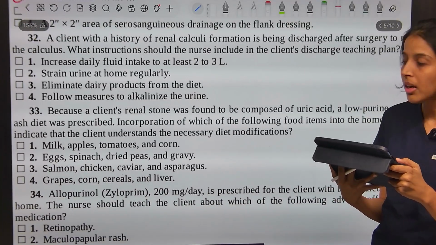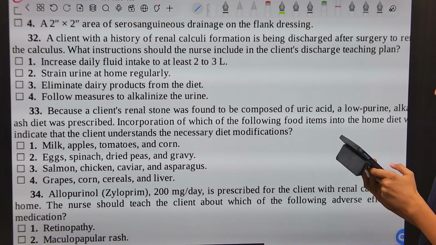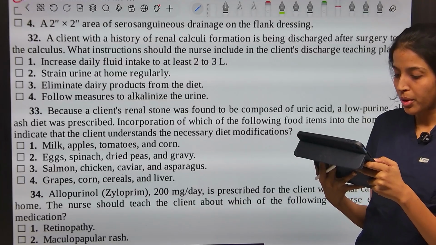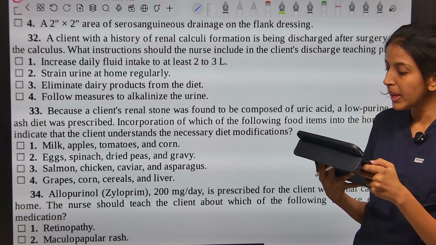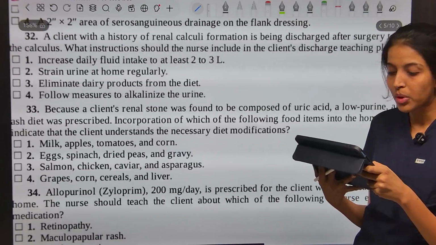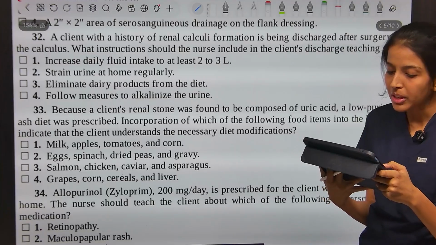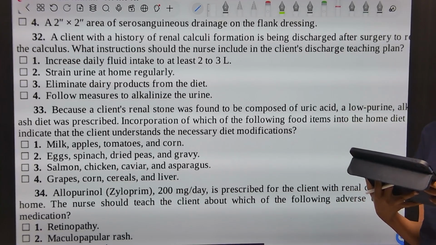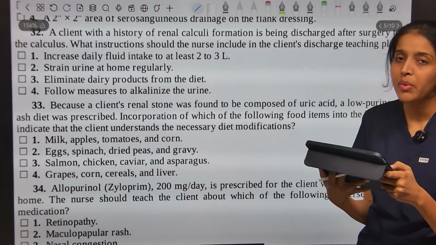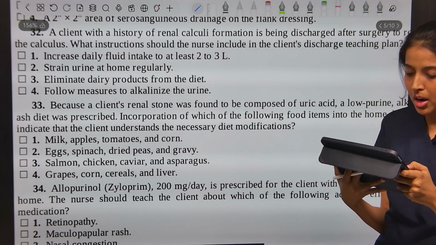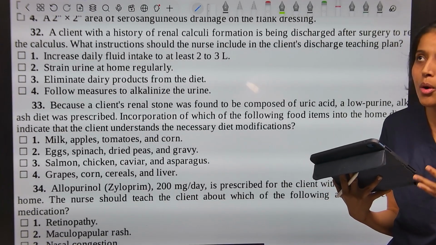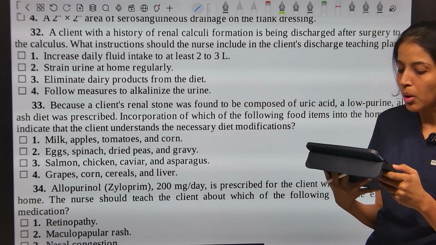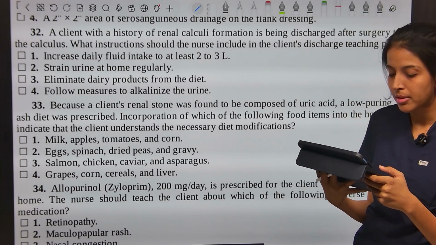Now let's discuss question number 32. A client with a history of renal calculi formation is being discharged after the surgery to remove the calculus. Which instruction should the nurse include in the client's discharge teaching plan? So this is very important because in the discharge we have to teach the client how to care at home. So what will be the right answer?